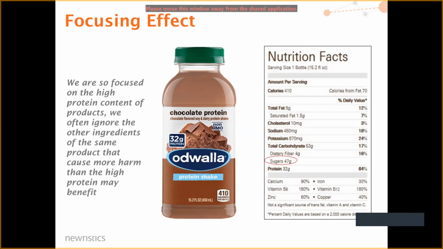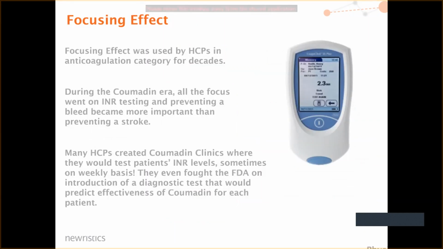So it's another example. Now, many savvy consumers will actually look at the whole label and evaluate and do a trade-off between, do I really want 47 grams of sugar, even if I do want the 32 grams of protein or not. But many other people may not, because focusing effect is actually driving their purchase decision-making in this category. Let's look at another example.